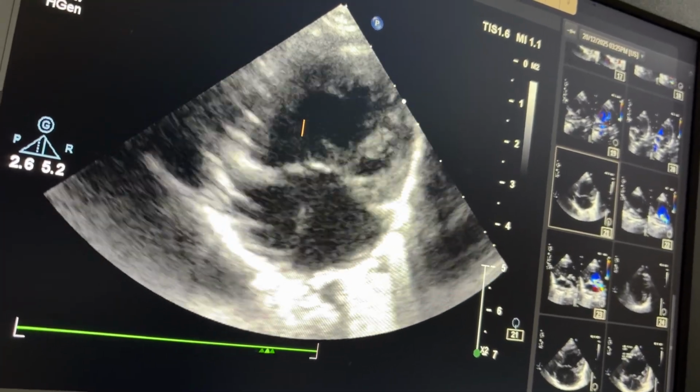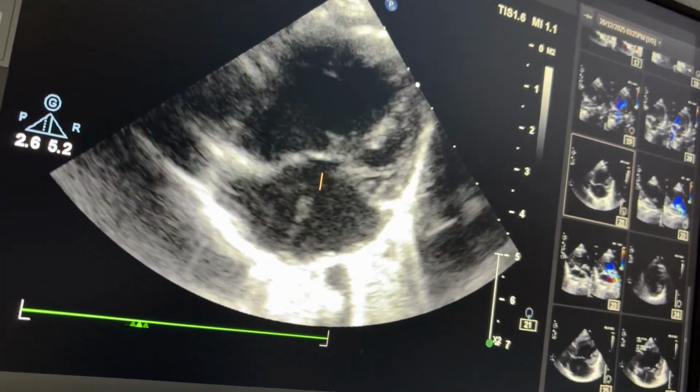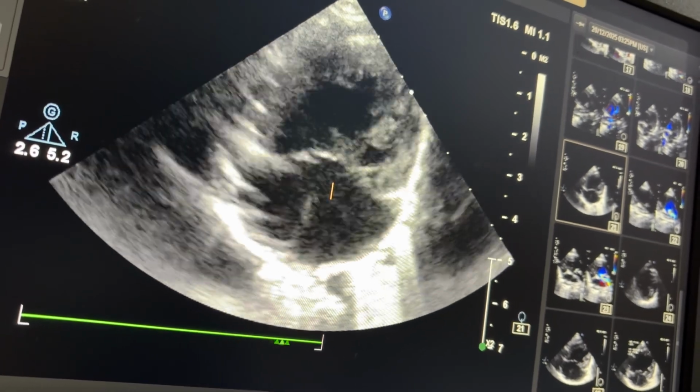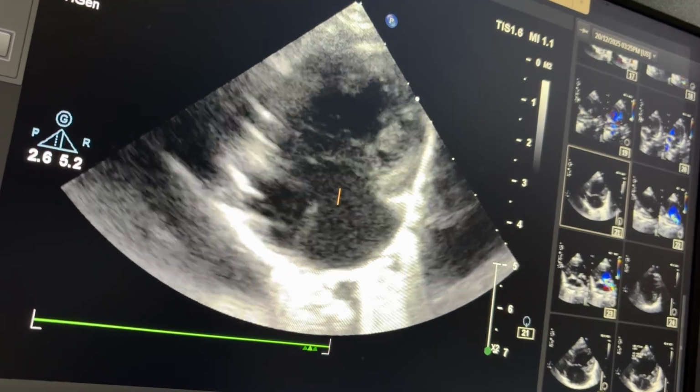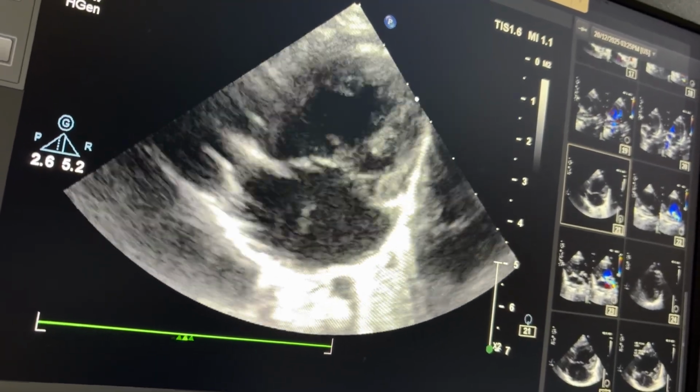So double outlet left ventricle, complete AV septal defect, unbalanced variety with pulmonary stenosis. That is the finding overall. Thank you.